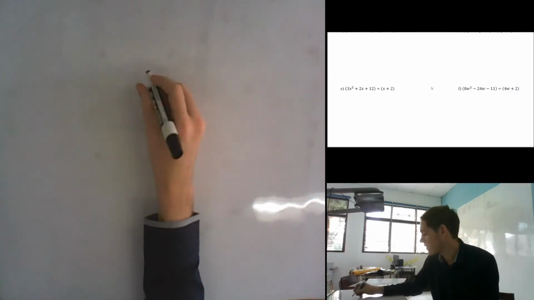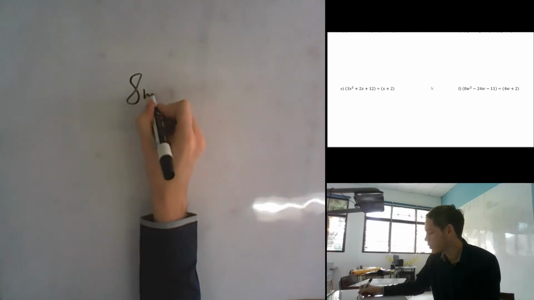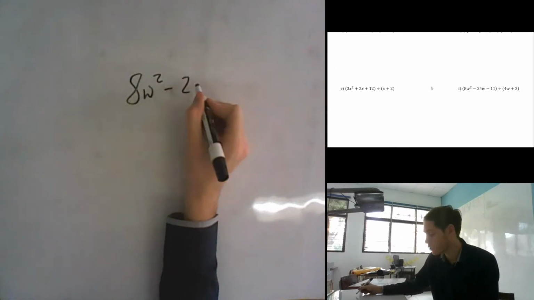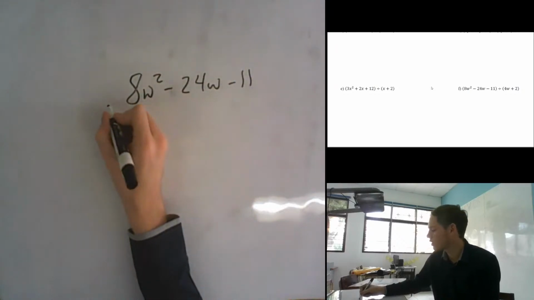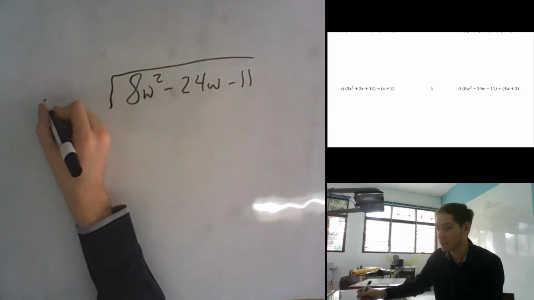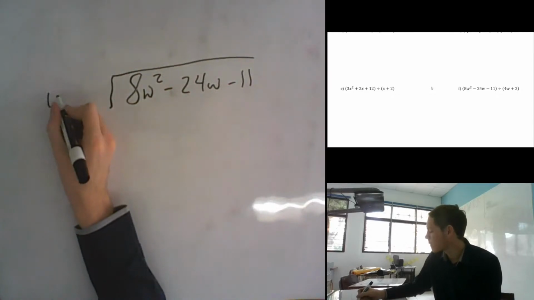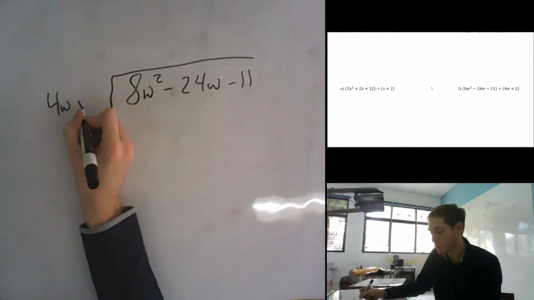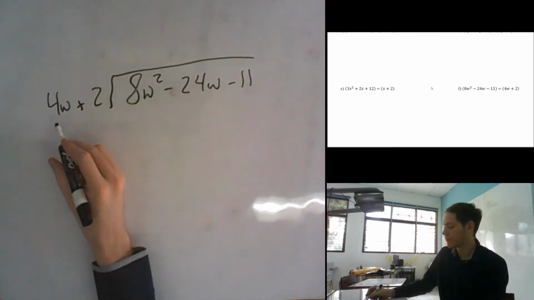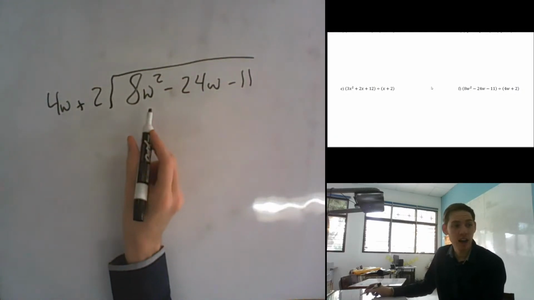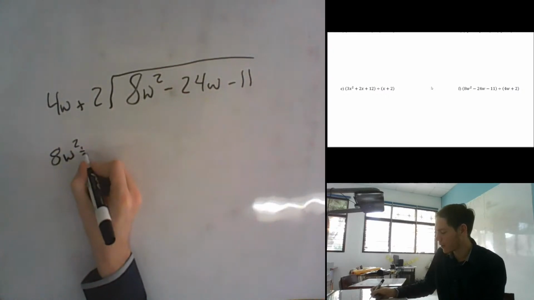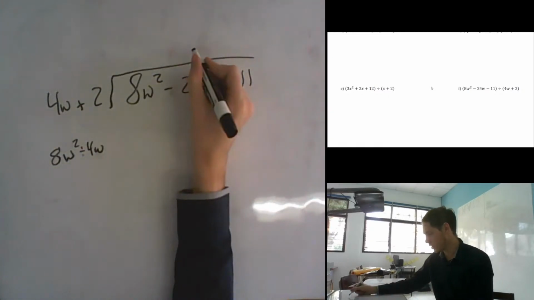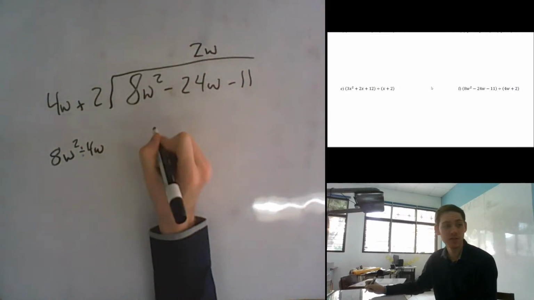2F. So we have 8w squared minus 24w minus 11 divided by 4w plus 2. You already know there's going to be a remainder because this is not an even division. Okay, first question: what's 8w squared divided by 4w? It's going to be 2w.